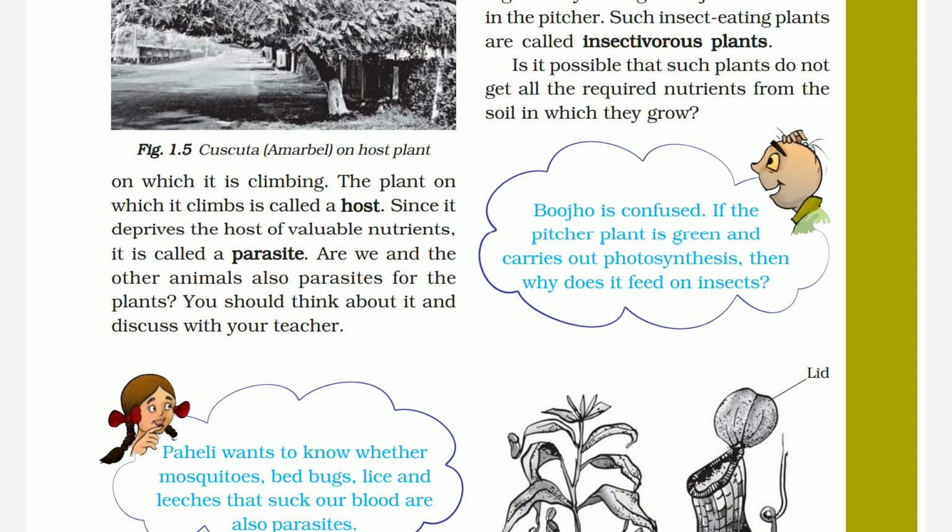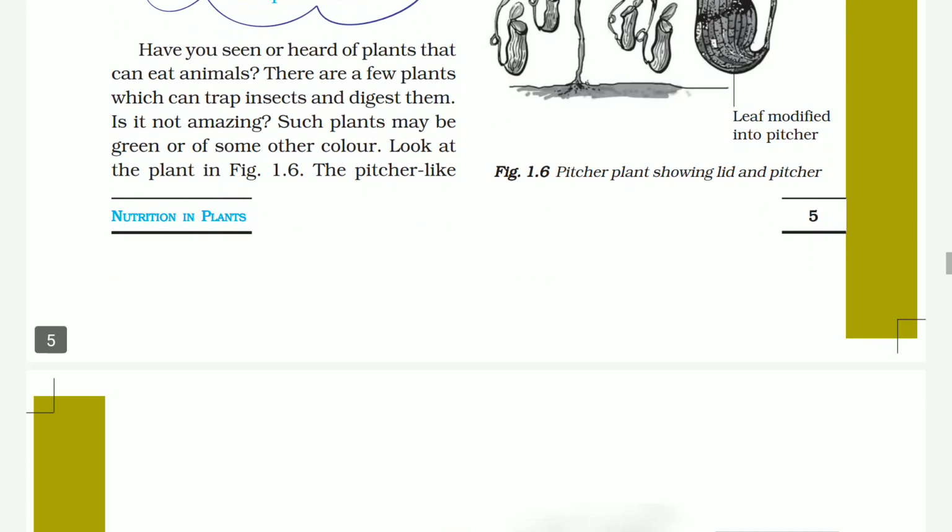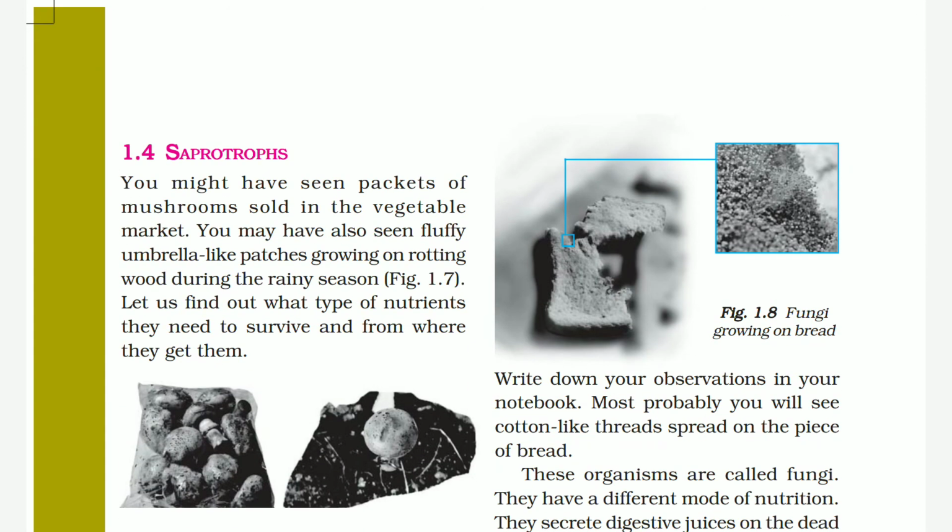It is possible that such plants do not get all the required nutrients from the soil, so they either receive them by feeding on other organisms.